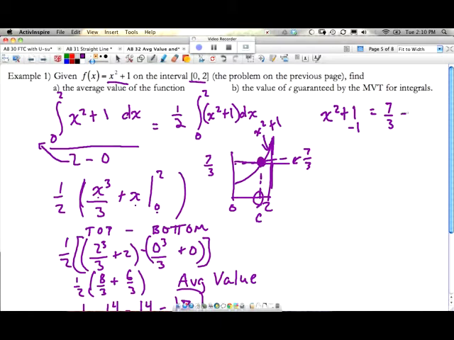Well, I got to subtract 1 from both sides. That really means subtract 3/3 from this side. So we'll have x squared equals 4/3. Then we got to take the square root of both sides. And on top, square root of 4 is 2. On bottom, we got square root of 3. And that's fine to leave it like that.